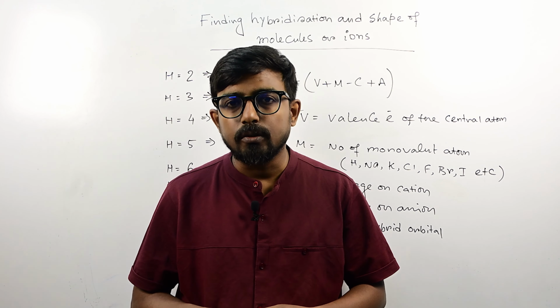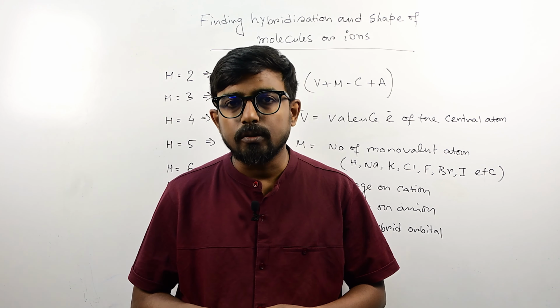If we are finding the hybridization of any molecule, then we can remove the C and A from the formula, and we write only H equals half (V plus M). Now by using this formula, we will find the hybridization, the shape and the number of lone pairs and bond pairs present in the following molecules. First we will take methane.